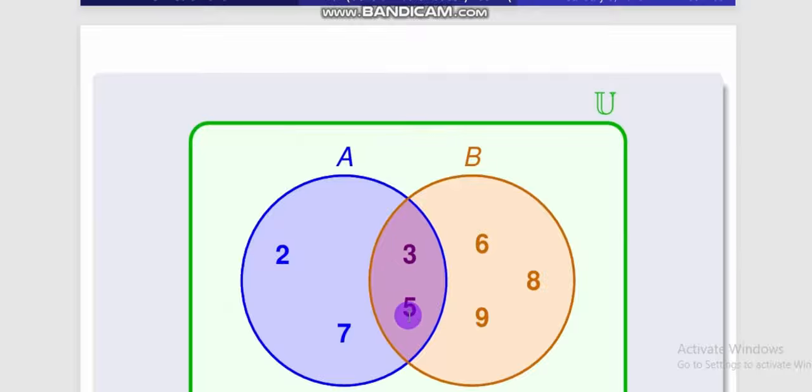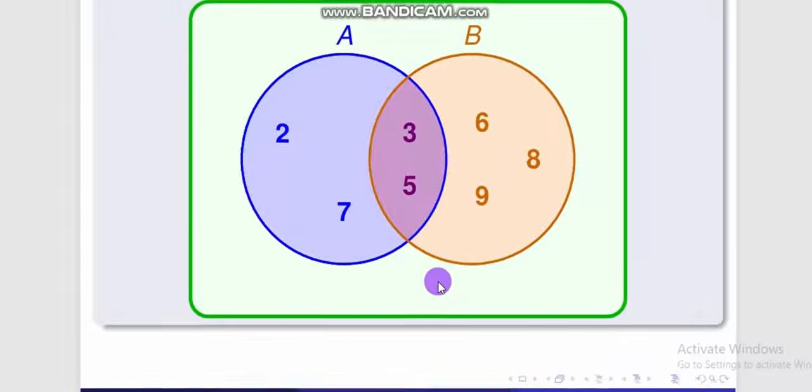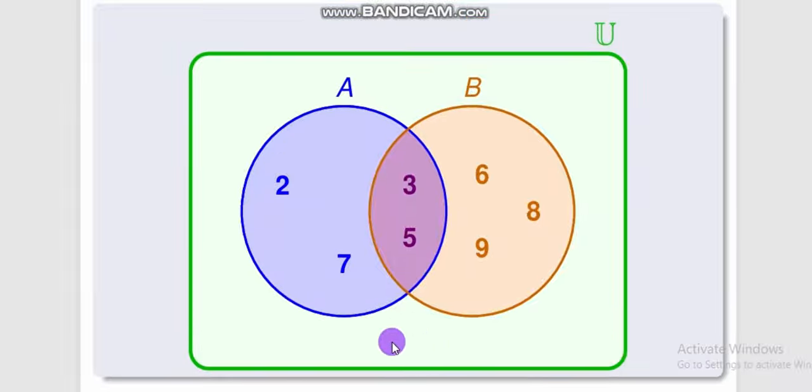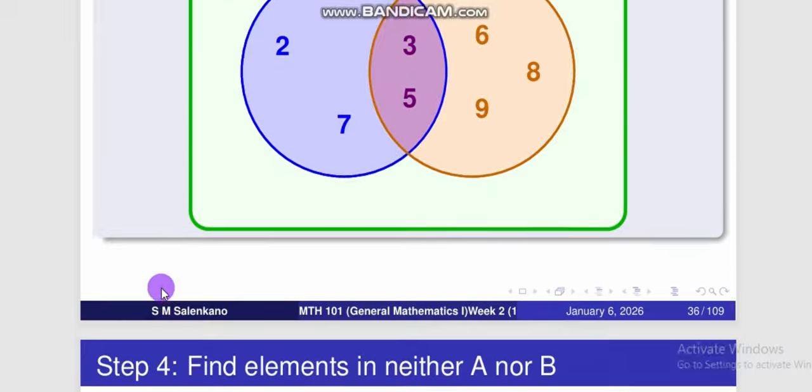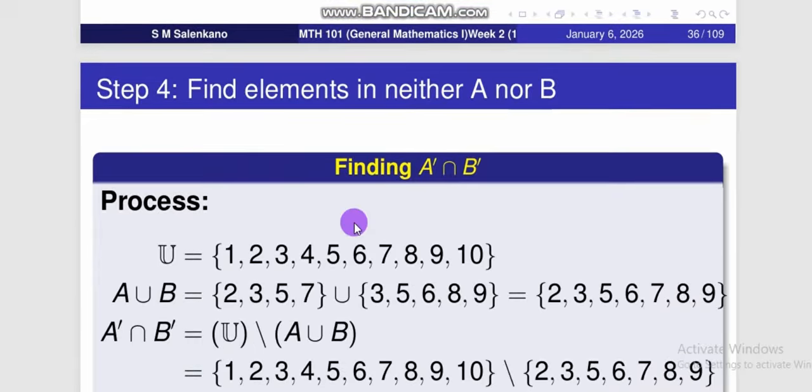So 3 and 5. Finally, we are going to find elements that are not in A and not in B. So they will be outside here. They are in the universal set, so they will be here. Because this rectangular shape encloses all elements of the universal set, whether they are in A or B or not. So how do we do that? Find elements in neither A nor B. That is finding A complement intersection B complement.